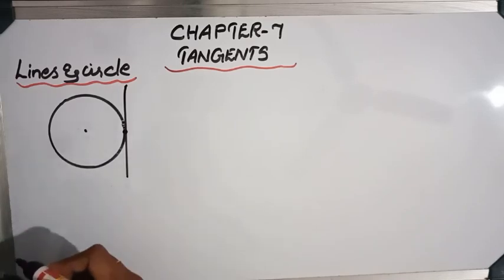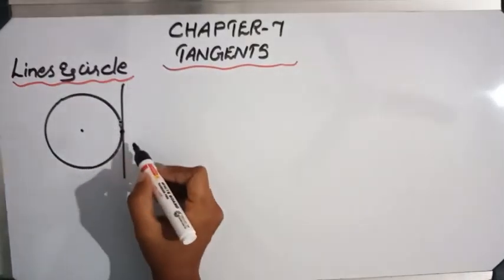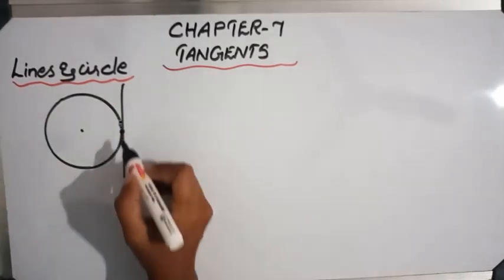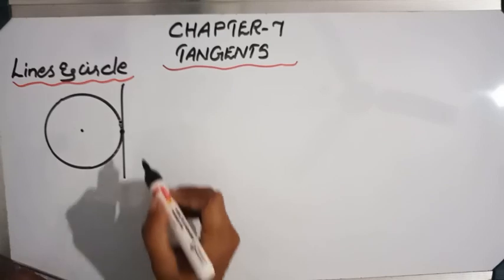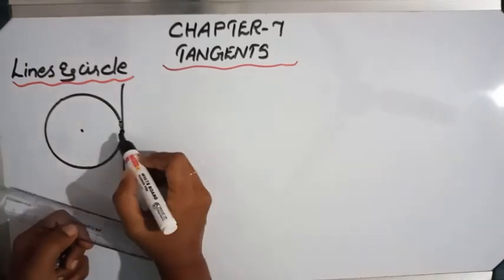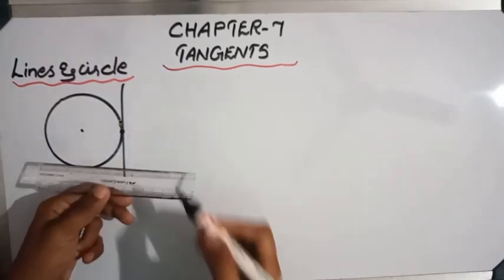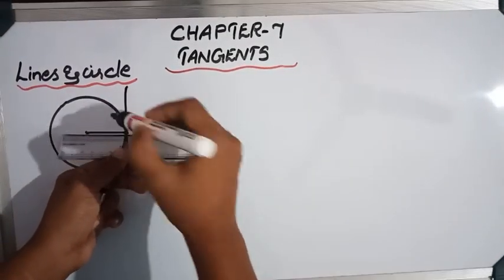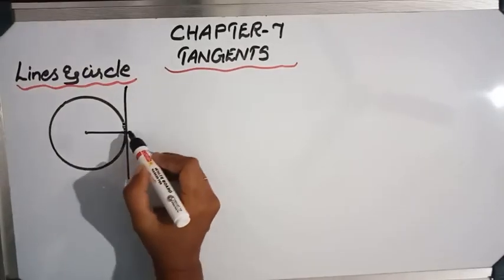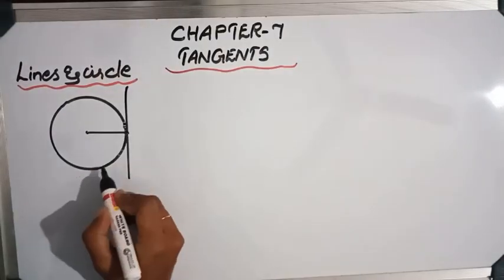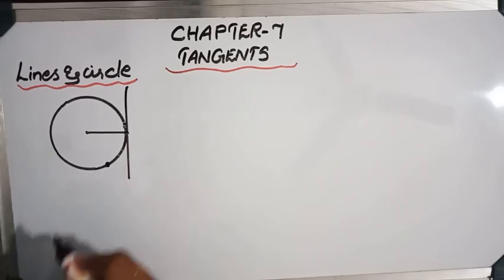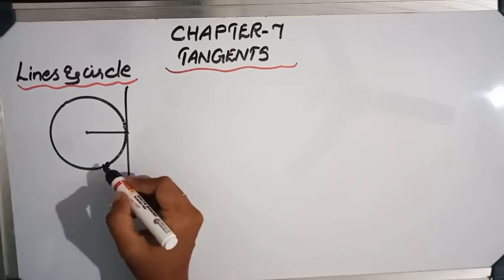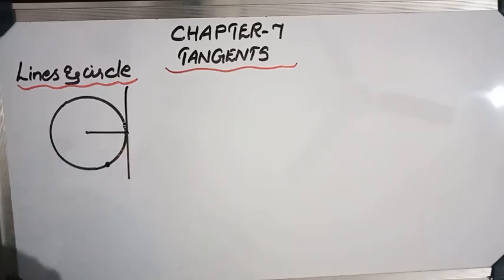And one more speciality is there. If a tangent is drawn through a point on the circle, that tangent will be perpendicular to the radius through the same point. That means if we are using this point to draw the tangent, then this tangent will be perpendicular to the radius through the same point. Okay, now if we are drawing a tangent from this point, then that tangent will be perpendicular to the radius through that point.